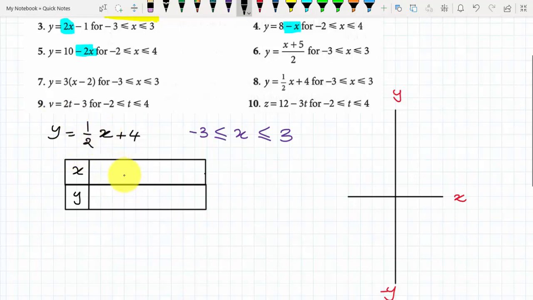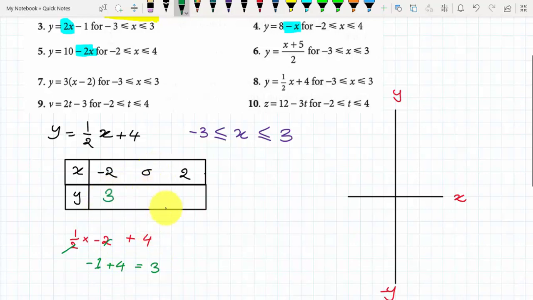Then the first numbers I pick are negative 2, 0, and 2. Let's see how it works. If we put negative 2 in place of this x, we will have something like this: 1 over 2 times negative 2, then the result plus 4. 1 over 2 times negative 2 is equal to negative 1, because this 2 cancels this 2. What's remaining is just negative 1. Negative 1 plus 4 is equal to 3.